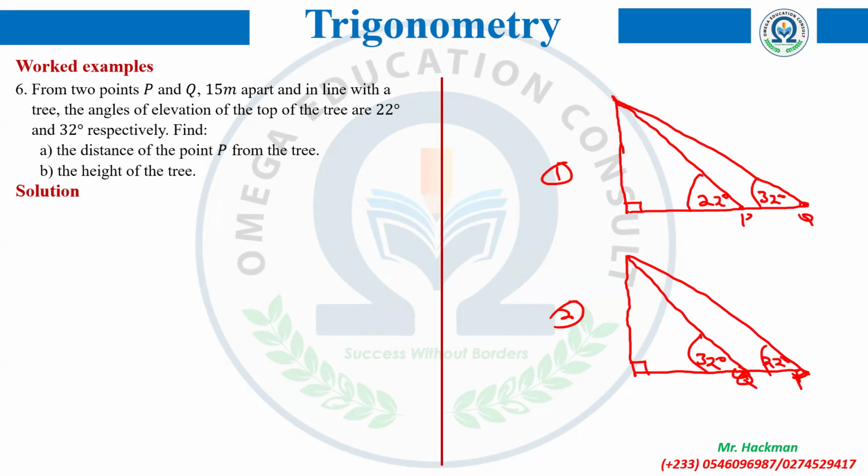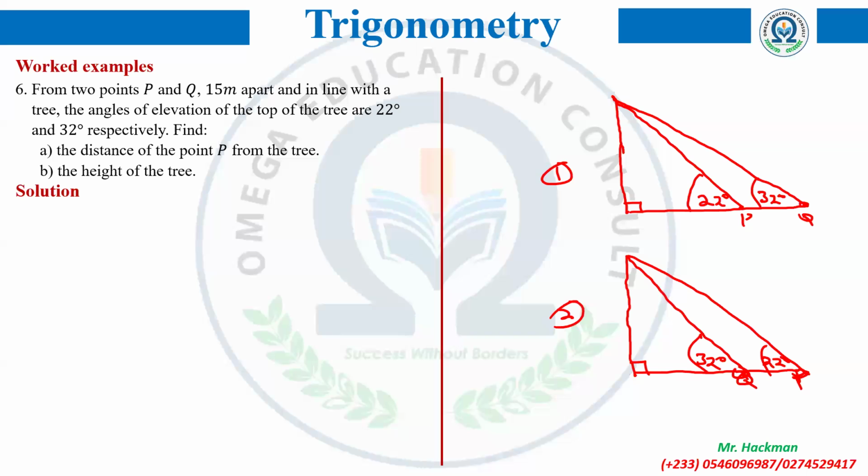Because according to the question, the angles of elevation of the top of the tree are 22 degrees and 32 degrees respectively. So the 22 degrees should come before the 32 degrees. Okay, so that's what you have there. So you also agree on diagram 1? Yes. Okay, good. Any different opinion? If you are still going for diagram 1, then don't put up your hand.